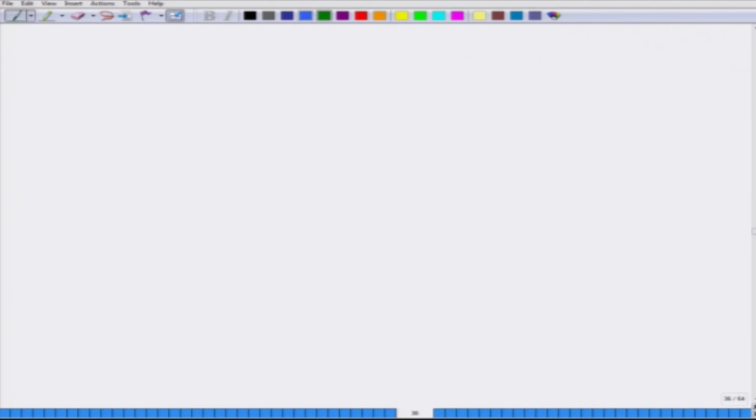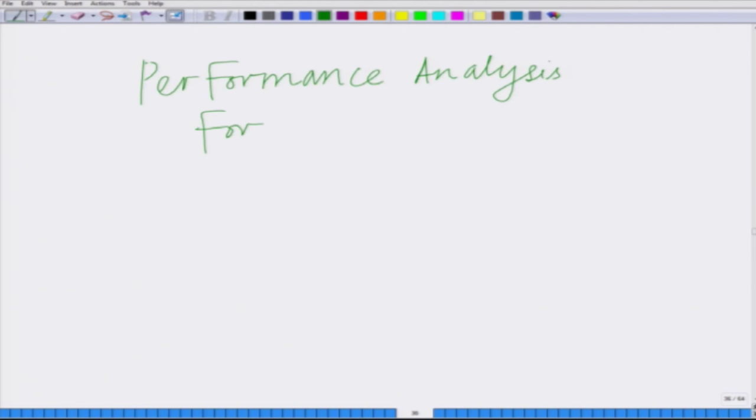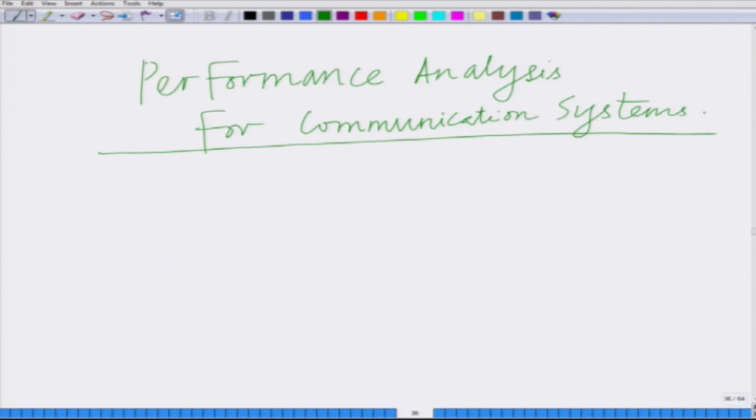So we talk about performance analysis, that is, how to characterize the performance of a communication system. There are many metrics to characterize the performance of a communication system, but frequently one of the most convenient and one of the most informative metrics is the bit error rate of a communication system. So we are going to characterize the performance of a communication system in terms of the bit error rate, and we are going to describe what this bit error rate is shortly.